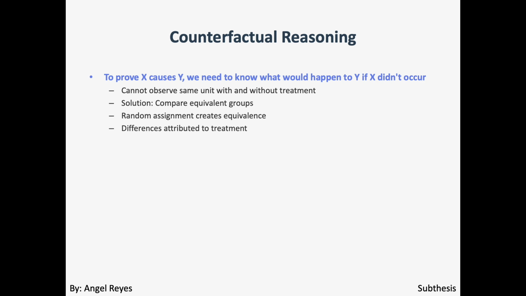The experimental solution is brilliant in its simplicity. Compare equivalent groups. One group gets the treatment, one doesn't. If the groups are truly equivalent, then any differences we observe can be attributed to the treatment. But how do we create equivalent groups? This is where random assignment becomes crucial.